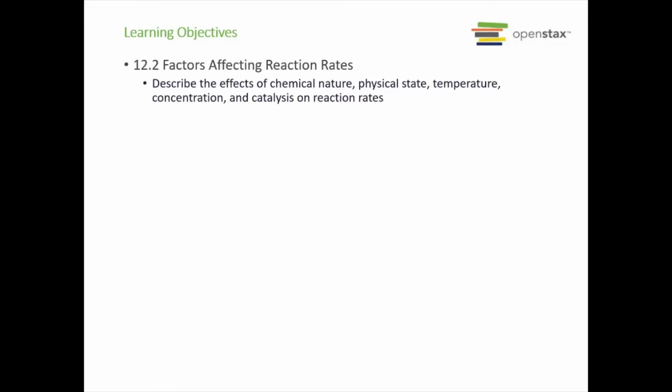Welcome back, guys. We're going to take a little break from the math of kinetics and go on to section 12.2, factors affecting reaction rates. So this is everyone's favorite thing with chemistry, theory. Yay! So we're going to describe the effects of chemical nature, physical state, temperature, concentration, and catalysis on reaction rates. It's a pretty short section, but I do have some little videos for us to watch.